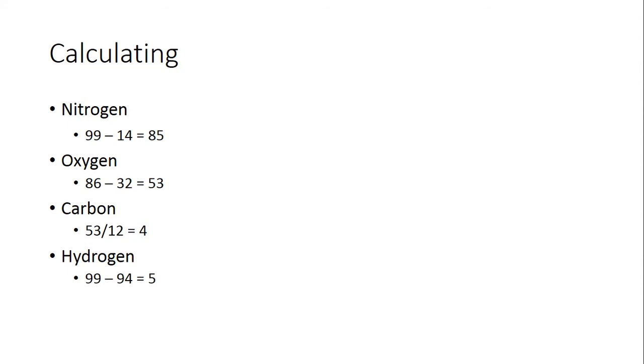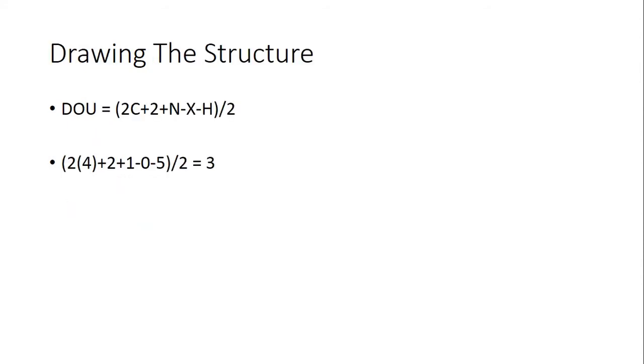The last thing that we have left to do is to find the degrees of unsaturation, which is equal to (2 times the number of carbons plus 2 plus nitrogen minus any halogens minus any hydrogens) divided by 2. For our compound, it's going to be (2 times 4 plus 2 plus 1 minus 0 minus 5) divided by 2, which equals 3. So this means that we have 3 degrees of unsaturation, which means that there's some combination of rings or double bonds in there, and there's going to be 3 of them.